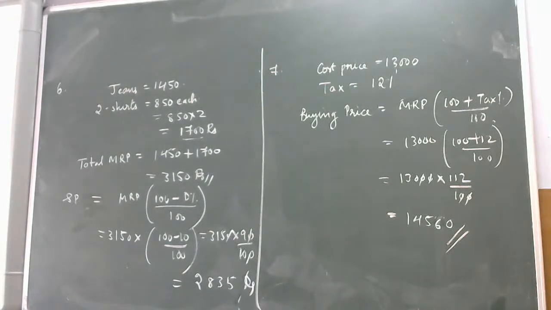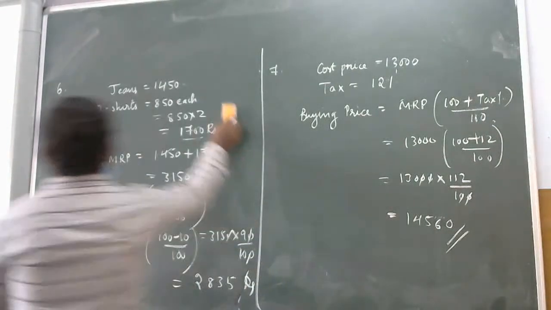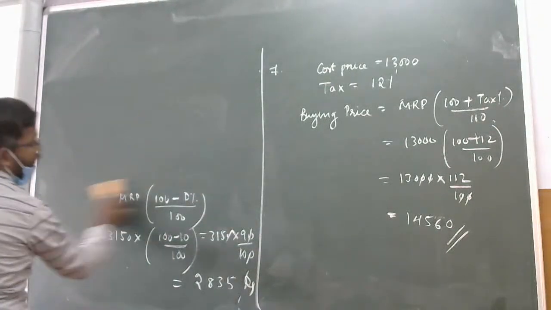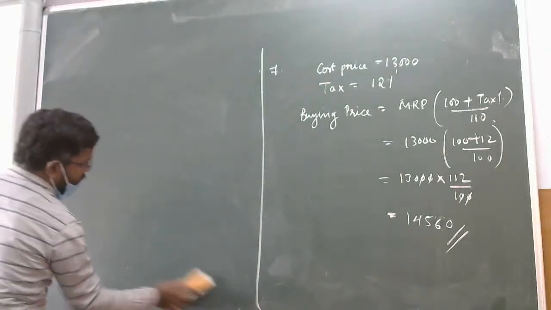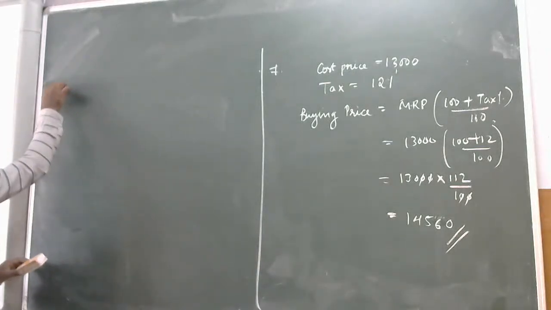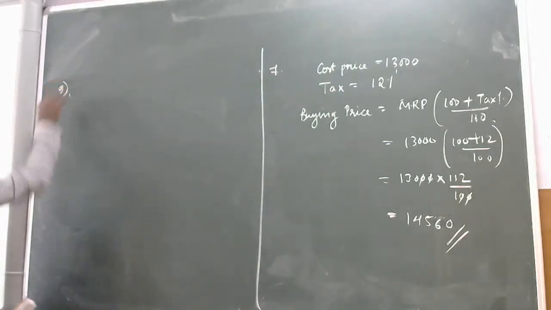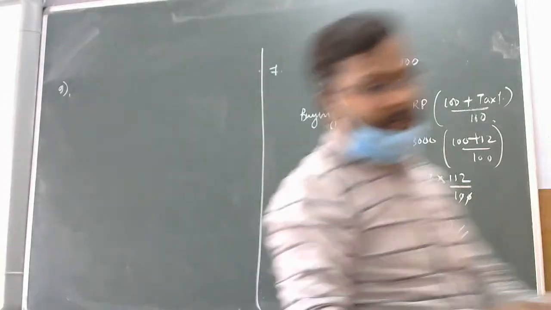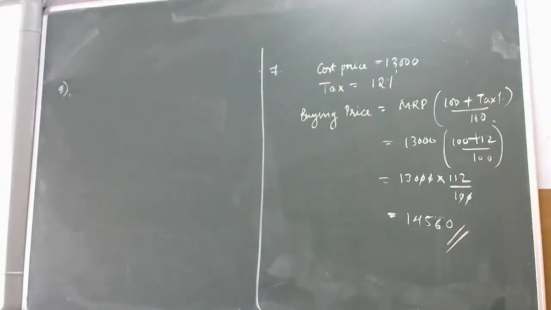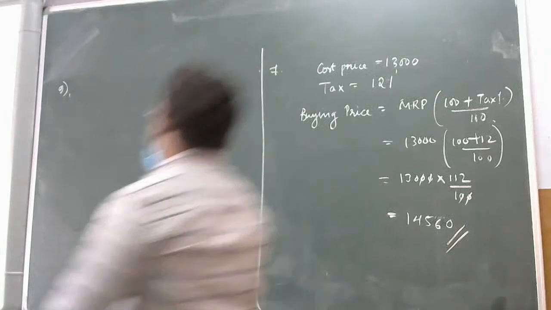Question number 9. One of you can read it. Arun bought a pair of skates at a sale where the discount given was 20%. If the amount he pays is rupees 1,600, find the marked price.